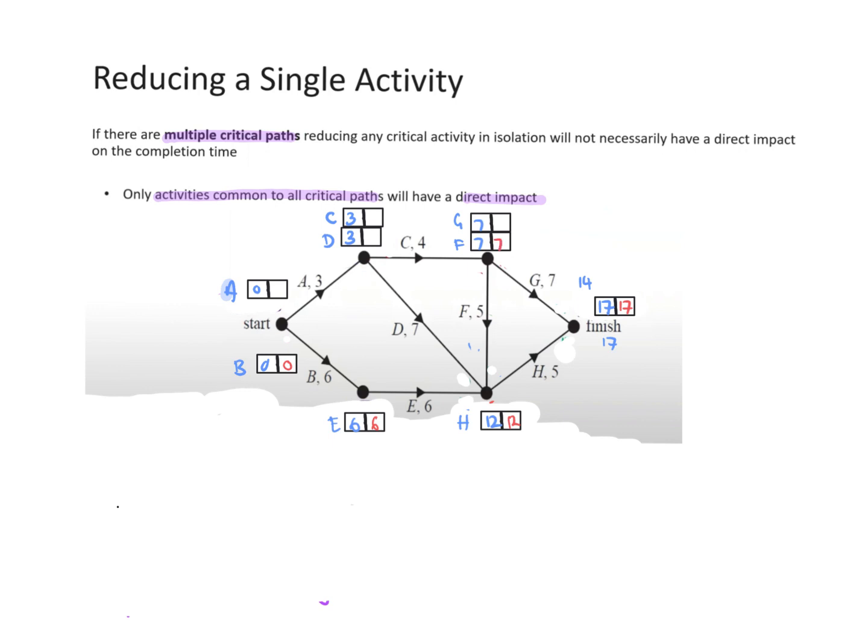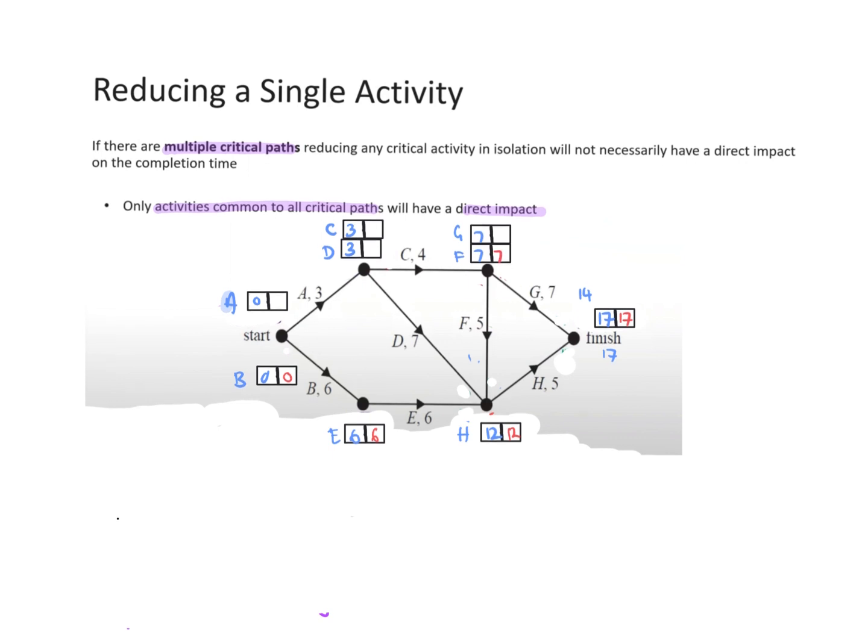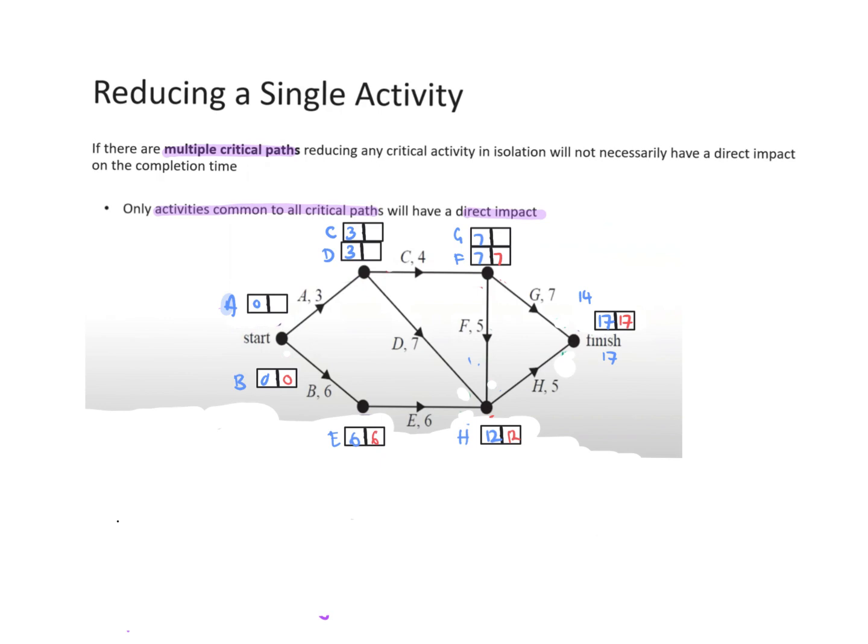7. Now what about if I was at the finish and I go backwards via G? It'd be 17 minus 7, which is 10. Okay, so that one's got a float. Now I'm up at, let's go backwards via C. So if I go backwards via C, 7 minus 4 is 3.